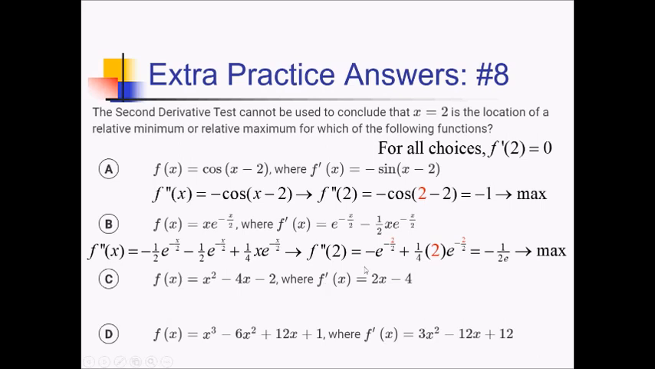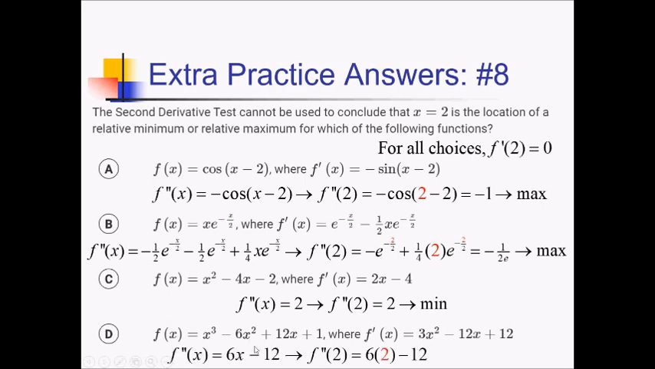The second derivative here is quite a bit easier. It's just 2. No matter what you plug into it, it's always going to be 2. Since that's a positive value, that means we have a local min based off of the second derivative test. And this last one, we've got 6x minus 12. If we plug 2 into that, 12 minus 12 is going to be 0, which doesn't tell us a whole lot with the second derivative test. So choice D is the only one the second derivative test does not work on.